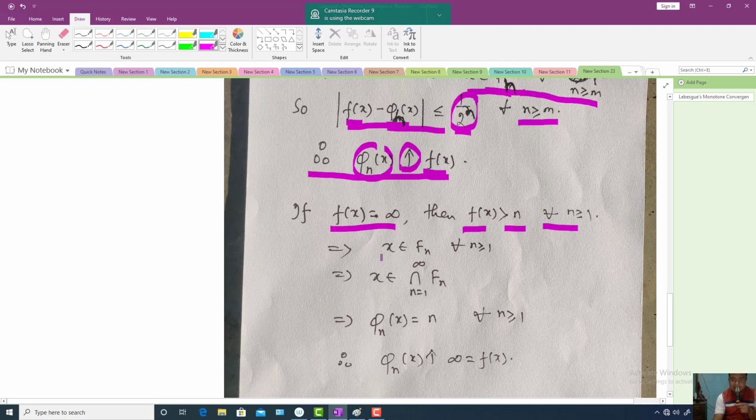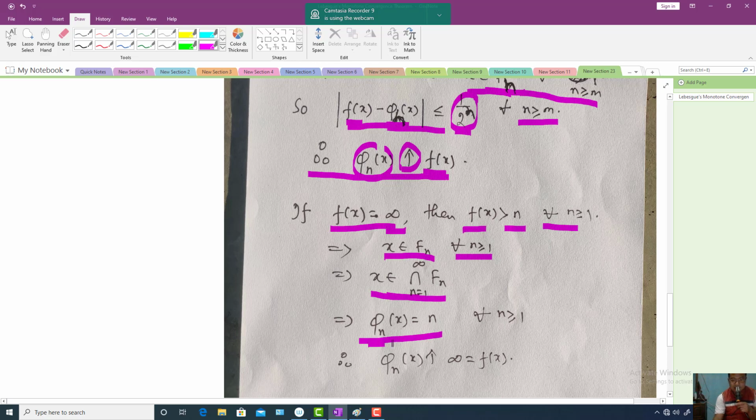That means what? If f of x is greater than n, then by the definition of capital Fn, x belongs to Fn for all n greater than or equal to 1. That means x is a member of the intersection of Fn, n going from 1 to infinity. Right? So that means what? If x is a member of capital Fn, according to the definition of the phi n function, this will be equal to n for all n greater than or equal to 1. So the simple measurable function takes value n whenever f of x is equal to infinity.